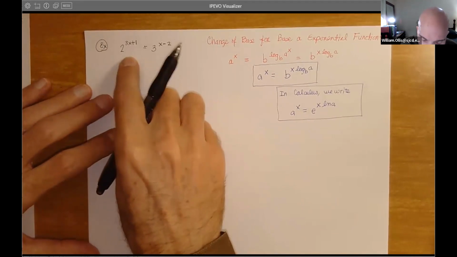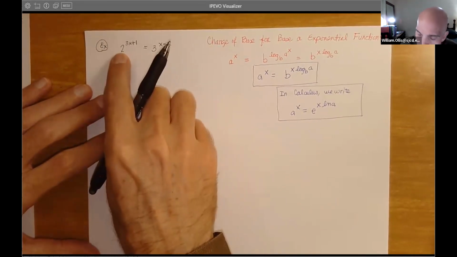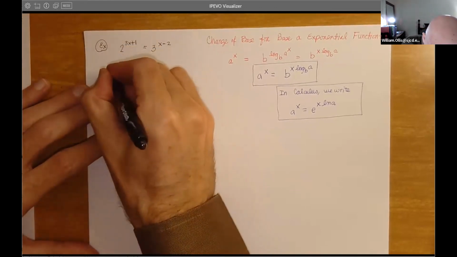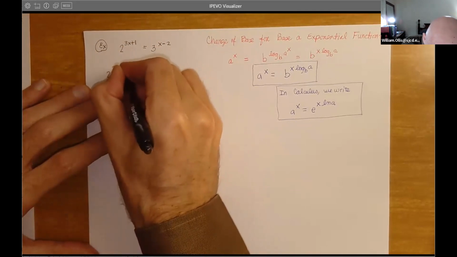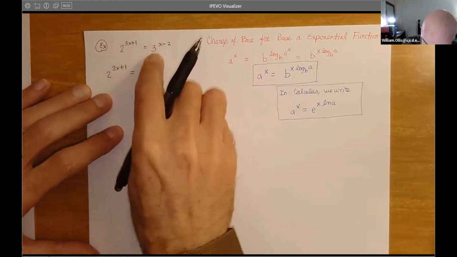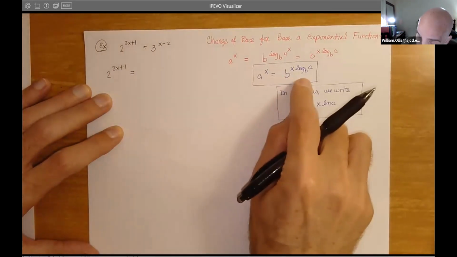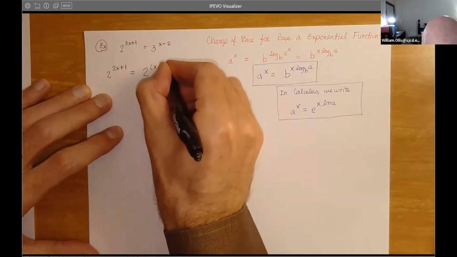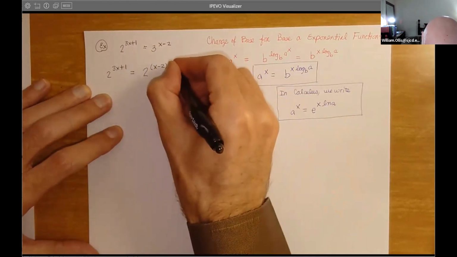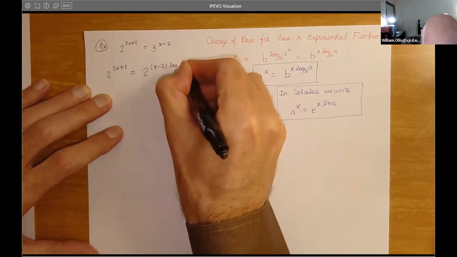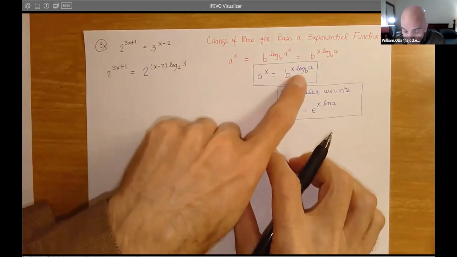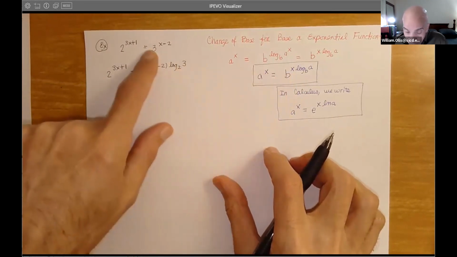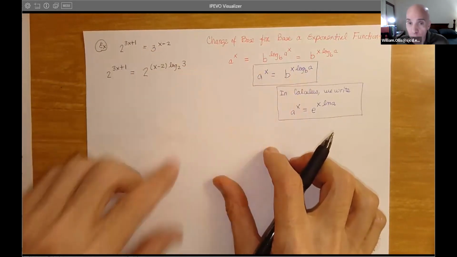So for instance here, let's say we have base 2 here and we want to change this to base 2 so we can set the powers equal. So here we'll say 2 to the 3x plus 1. And now we're going to change this to base 2, so we'll use this construction here. So this will be 2 to the x minus 2 times the base 2 logarithm of 3. Here we see that the b has been replaced with 2. The new power is x minus 2, and the old base was 3, as we see here.